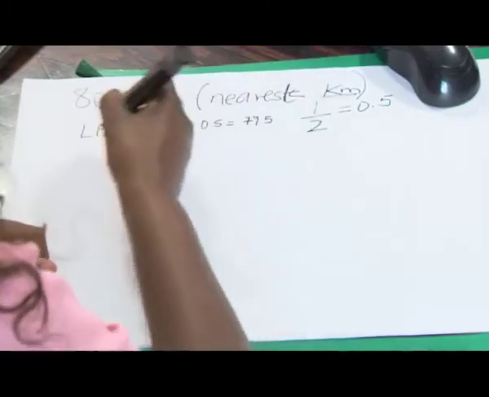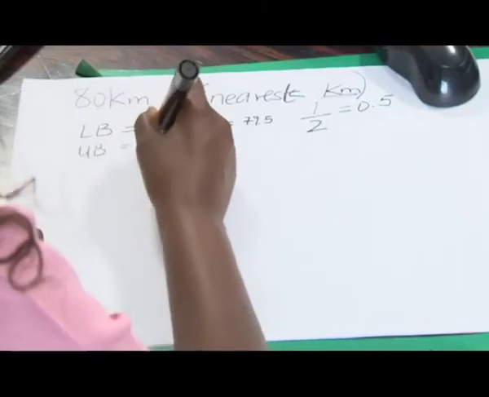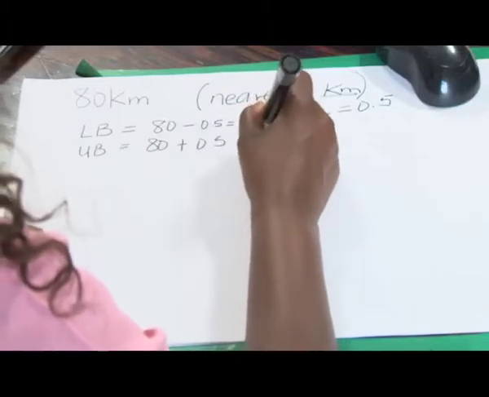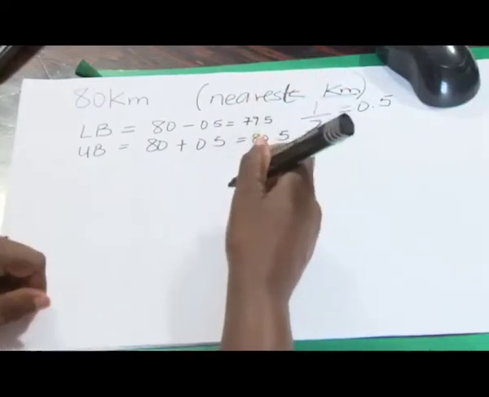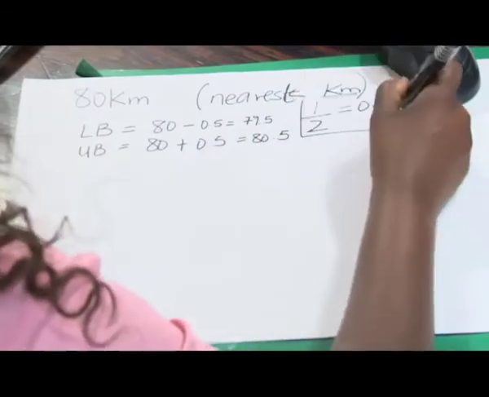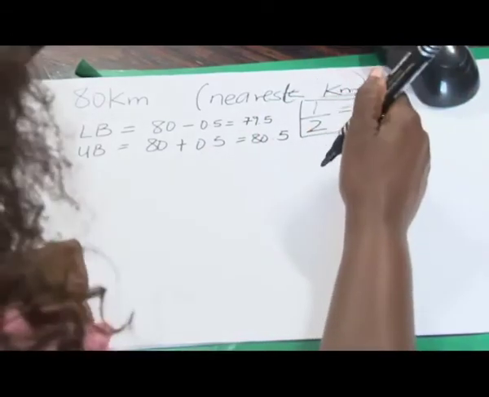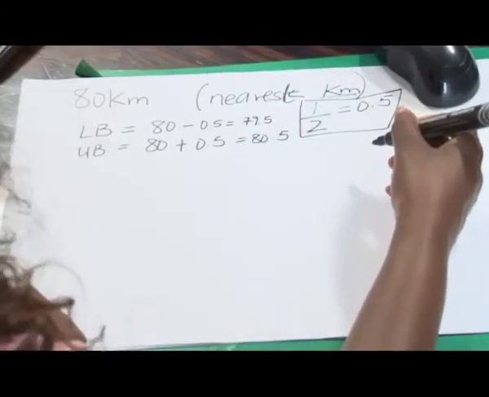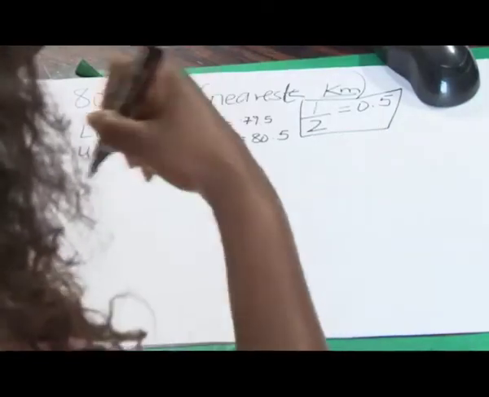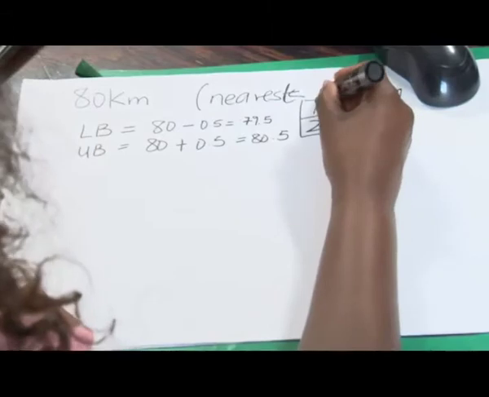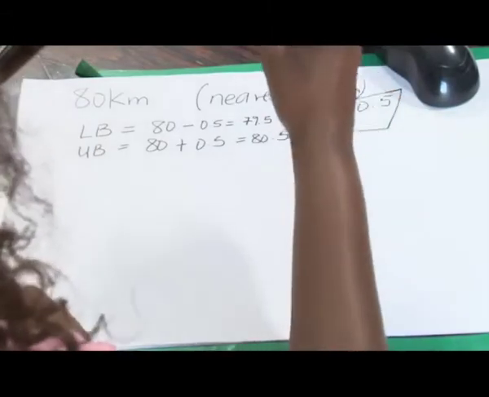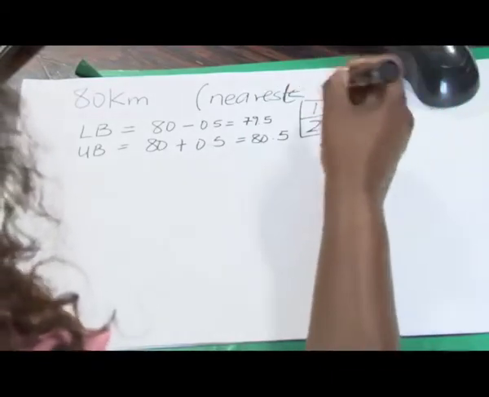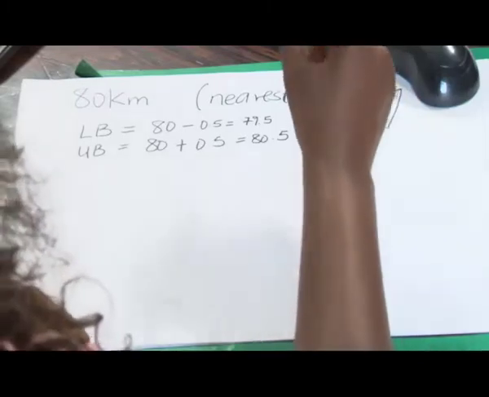Okay, and then upper bound, that will be 80 plus 0.5, that will give us 80.5. Okay, so then this is a very important step that you should know. Ask yourself, which number should I divide by 2? Once you get that number, and you should know how to get that number, because this number can change. It's not always 1, it's not always 10, it's not always 2, it's not 100. It depends on how the number was rounded off, and that is what you need to know.